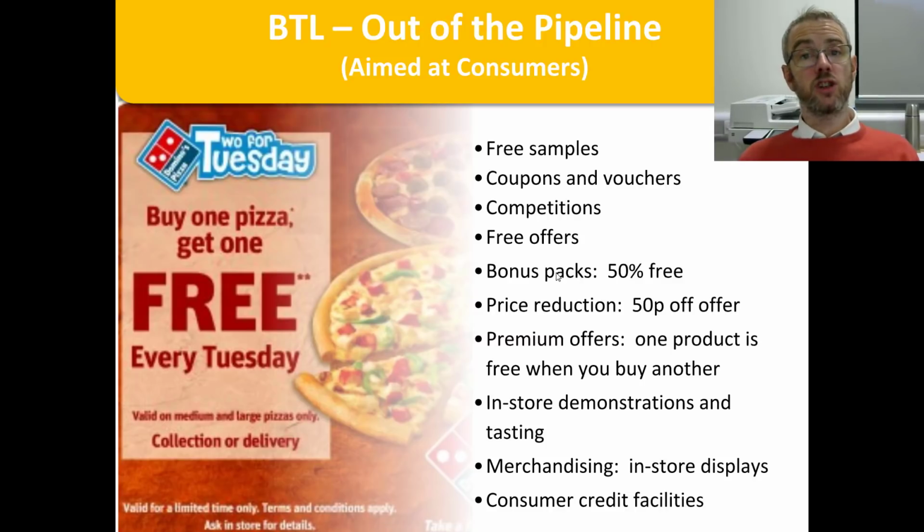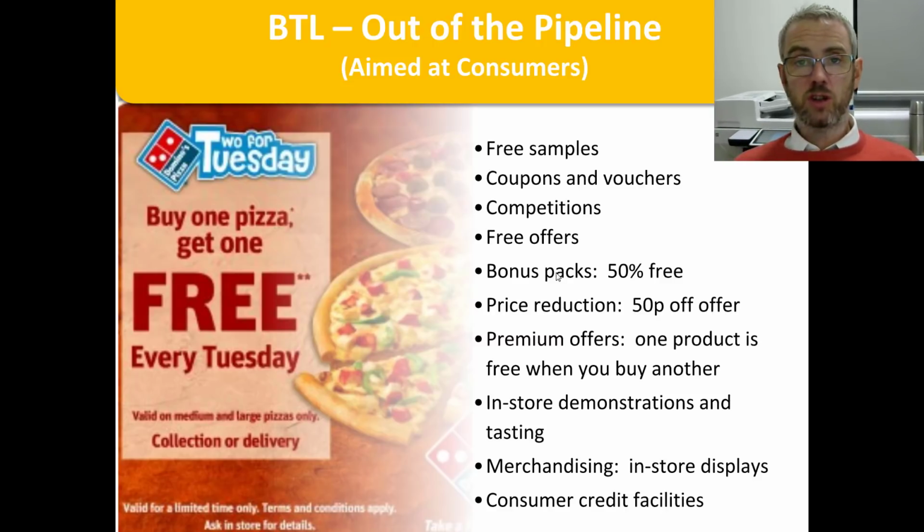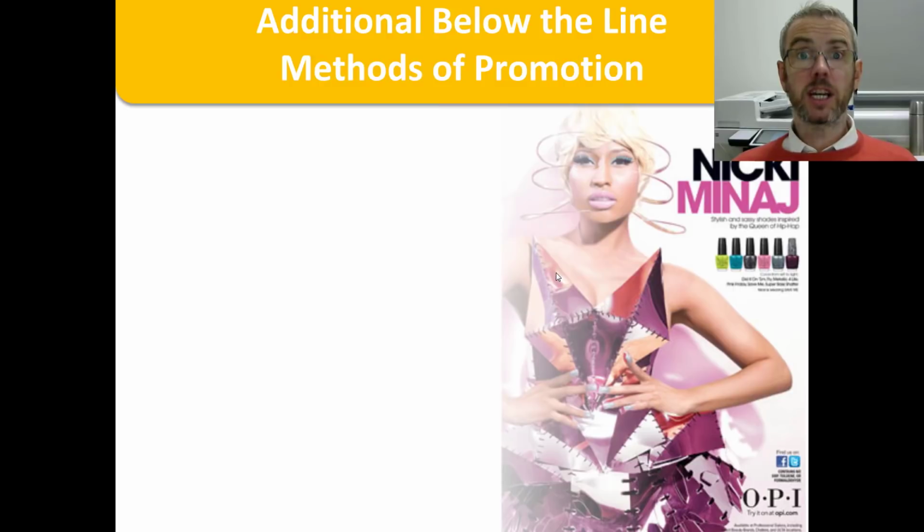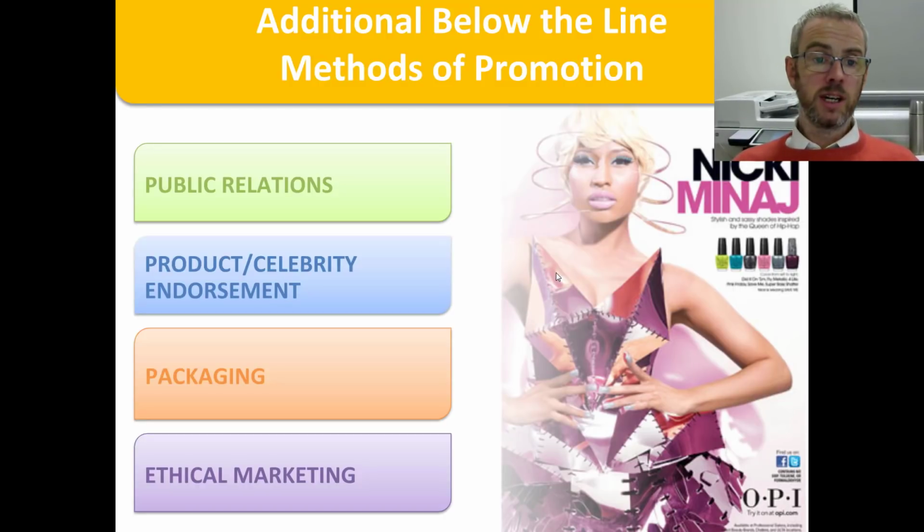And then at the end there's consumer credit facilities offered from the retailer to the consumer. So you're buying a £600 telly, can you afford to buy it in the one go? Probably not. So what you do is they'll give you credit facilities. Below the line, methods of promotion. So you'll see there that's a celebrity endorsement. There's Nicki Minaj and the line of basically whatever that is, nail polish.